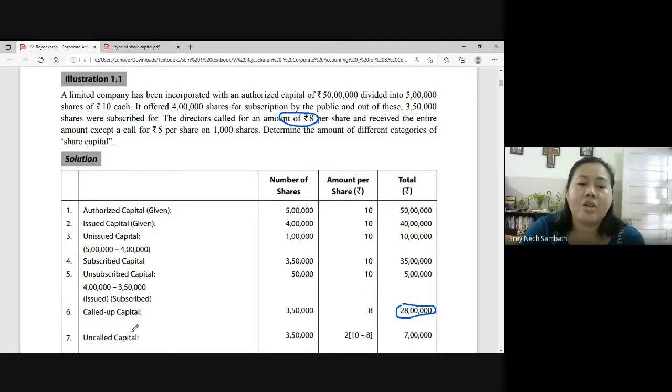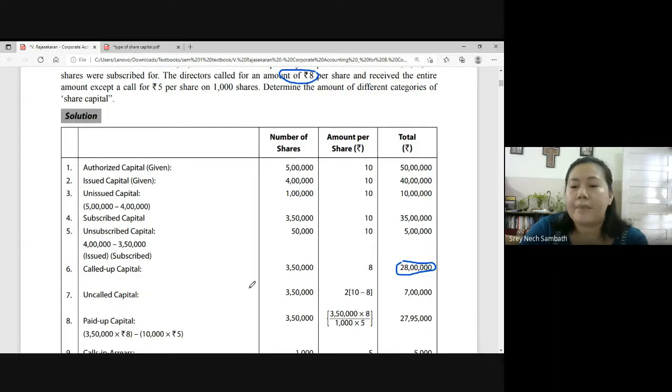And then uncalled up capital. Uncalled up capital means the remaining amount, because the whole face value was 10, but it has been called up for only 8 rupees. So the difference here is how much? The difference here is 2 rupees, right? So the 2 rupees multiplied by 350,000, the subscribed capital, the uncalled capital amounts to 7 lakh rupees.